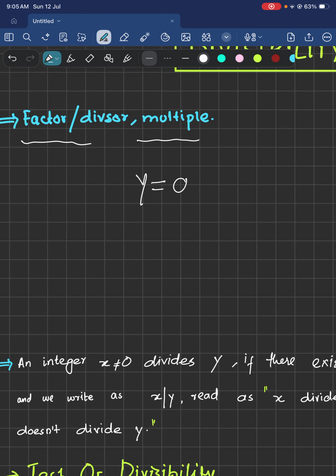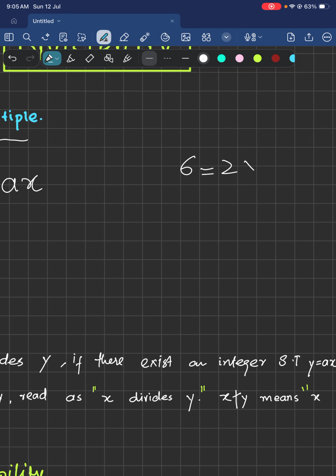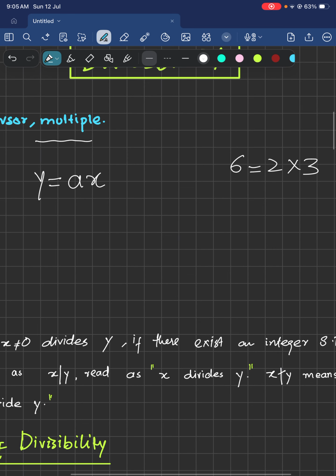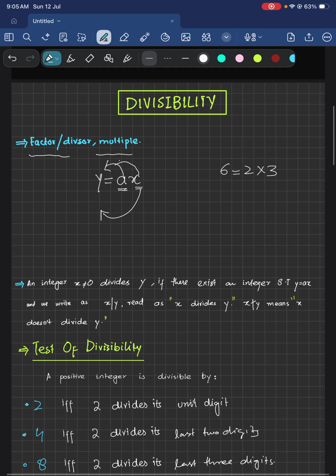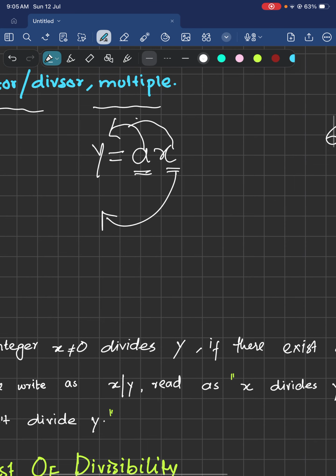So y is equal to ax; every single number can be written in this form. a and x here will be the factors of y, which means a divides y and x divides y. Factor and divisor mean the same thing. It doesn't mean anything different. So when I say that a is a factor of y, what I mean is a divides y.